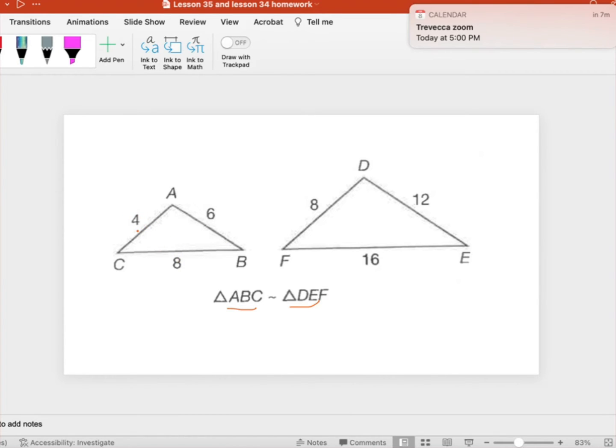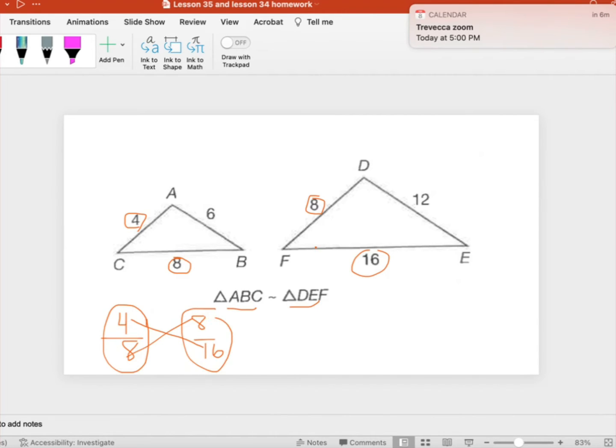So 4 is to 8, as 8 is to 16. We should always be able to do this. Now, 4 times 16 is 64. 8 times 8 is 64. Besides that, they both simplify to 1/2, don't they?